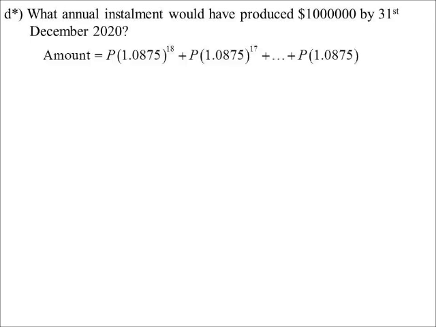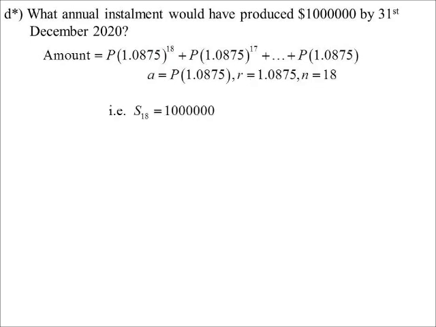So it's still the same series, but this time I don't know how much I'm investing. That's what I want to work out, how much I'm investing. Still the same geometric series though. So we're now saying, when is the sum to 18, because we only want to work 18 years, wouldn't that be lovely? When's that equal to $1 million? How many years have I got to work to get the $1 million?